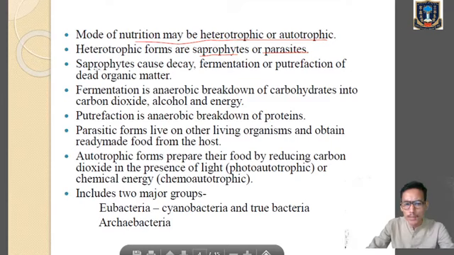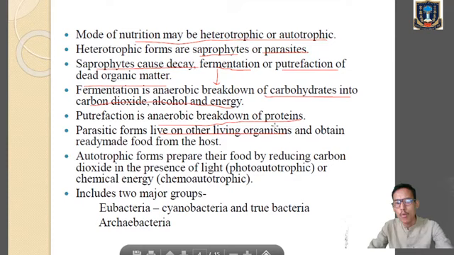Now, saprophytes cause decay, fermentation, or putrefaction of dead organic matter. Now, what does fermentation mean? Fermentation is the breakdown of carbohydrates into carbon dioxide, alcohol, and energy. Putrefaction means the anaerobic breakdown of proteins. Anaerobic means which occurs in the absence of oxygen. And parasitic forms means which live on other living organisms. Clear? They get the food materials from the host.